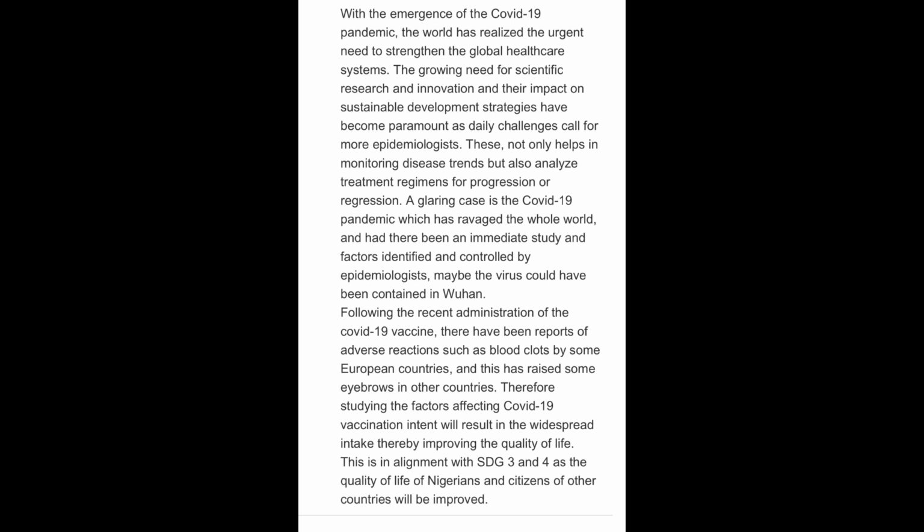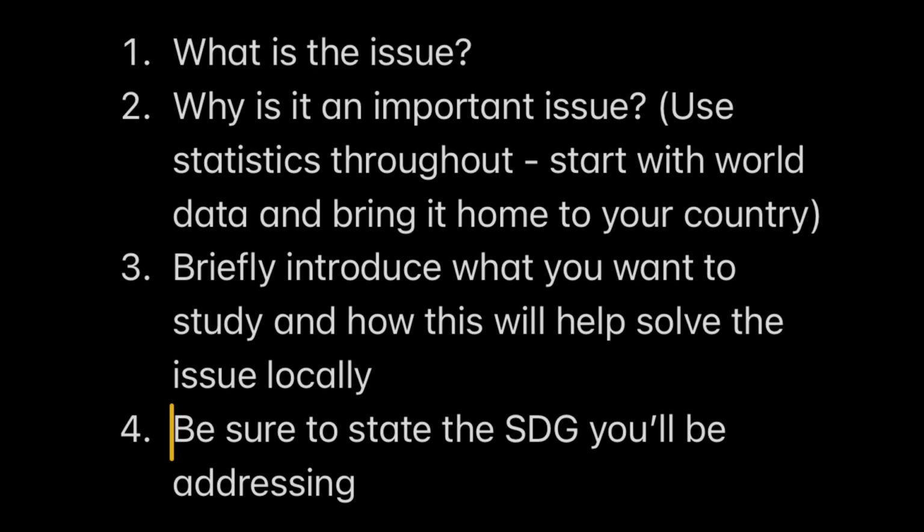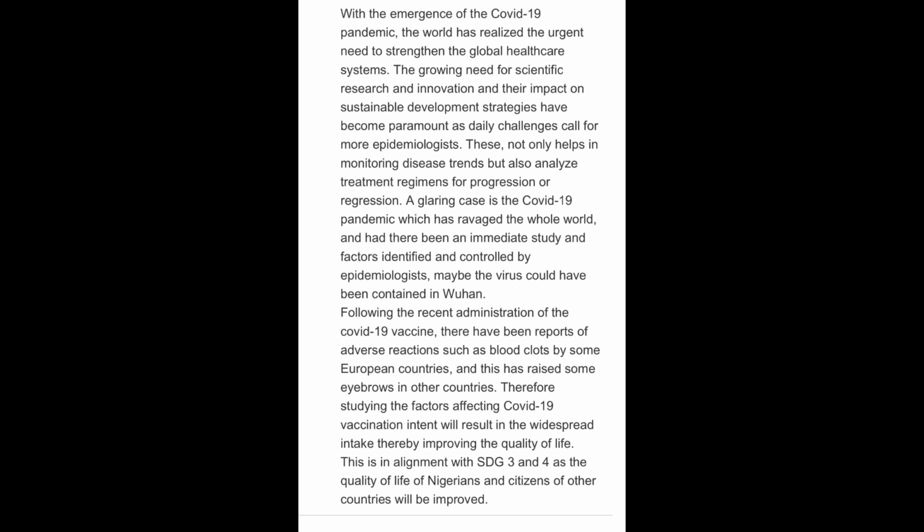And then you can see that the problem I have identified is the lack of epidemiologists to monitor data for disease occurrences. Then, why is it an important issue? Always use statistics. Then you briefly introduce what you want to study. Now, from my own example, you can see that I identified that COVID-19 infection was a big problem and that vaccines were not necessarily being given to people who needed it. Then I explained here that therefore studying the factors affecting COVID-19 vaccination intent will result in a widespread intake, thereby improving the quality of life.